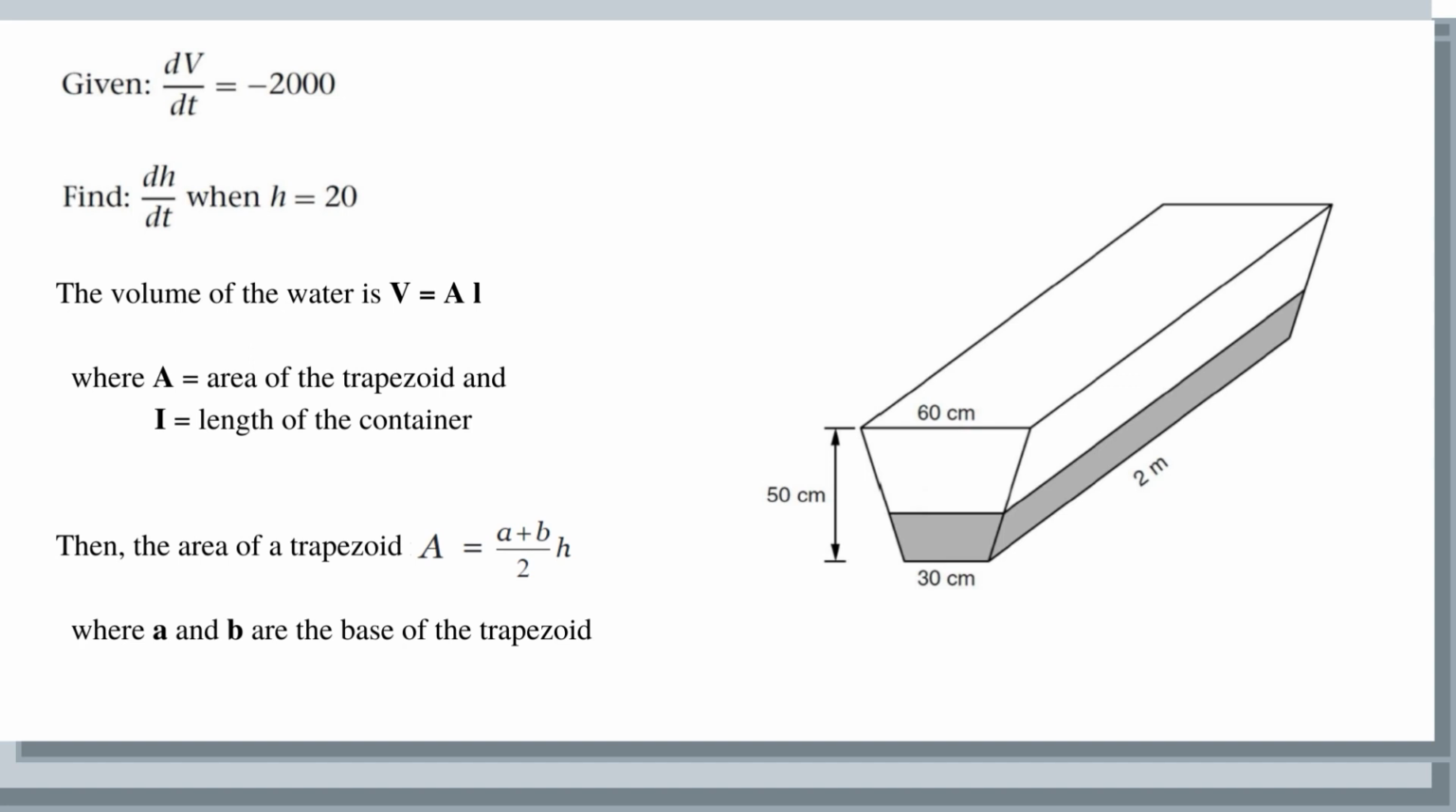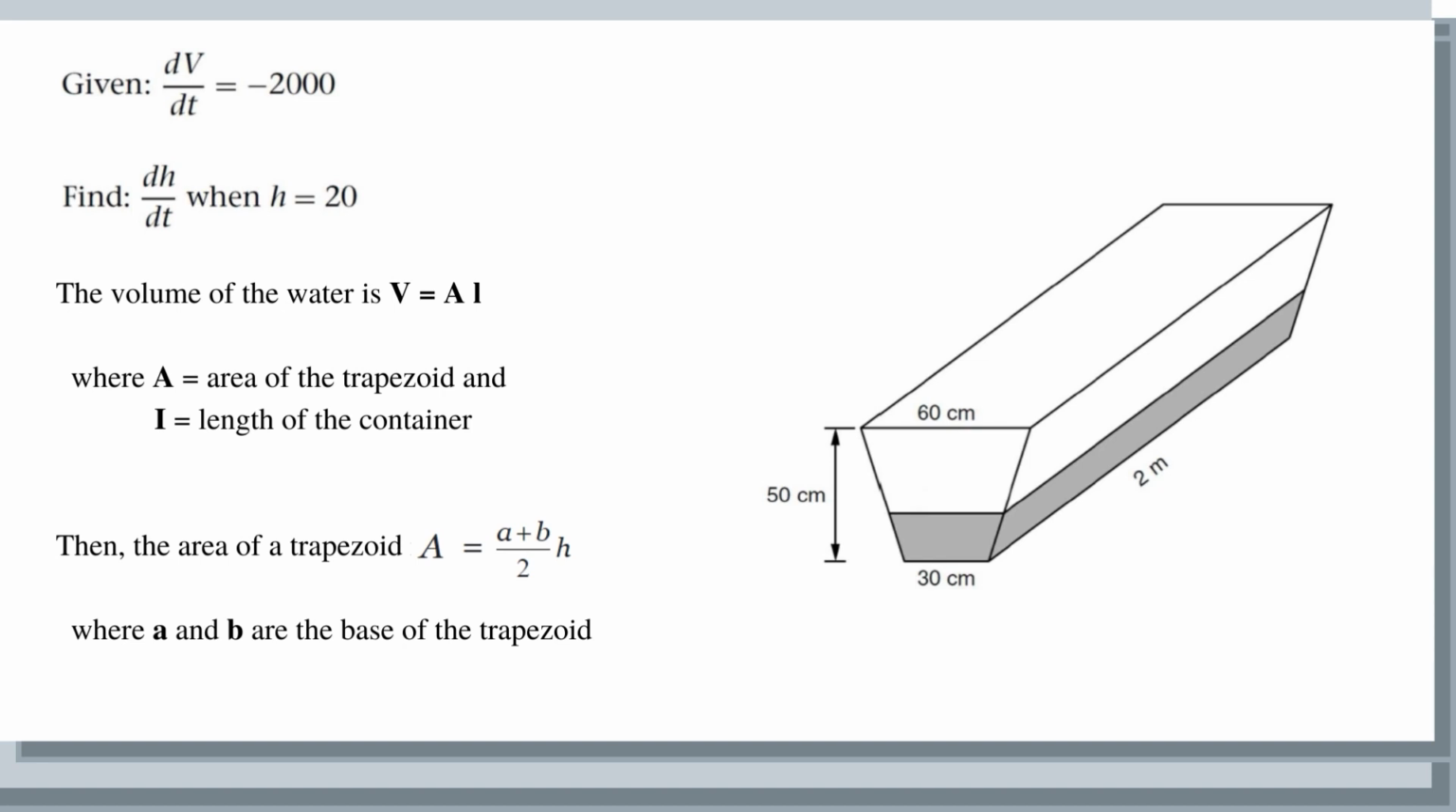Then, in the latter part of the problem, we are asked to find the rate at which the water level is falling when the water is 20 centimeters deep. So let's say we use H to represent water level. Then we are looking for the rate dH over dt when H is equal to 20 centimeters.